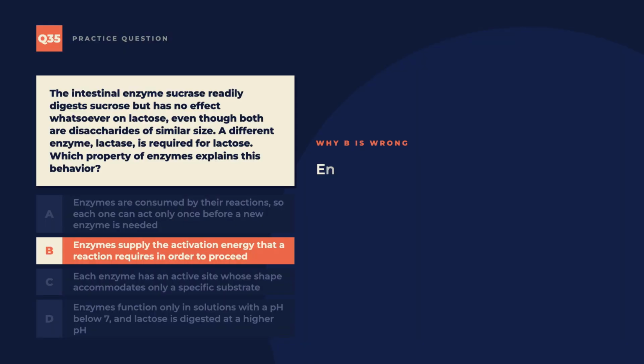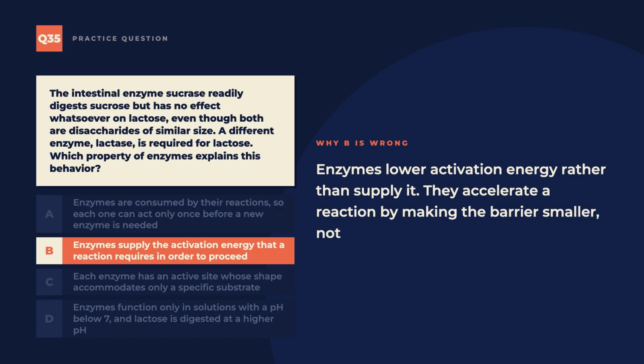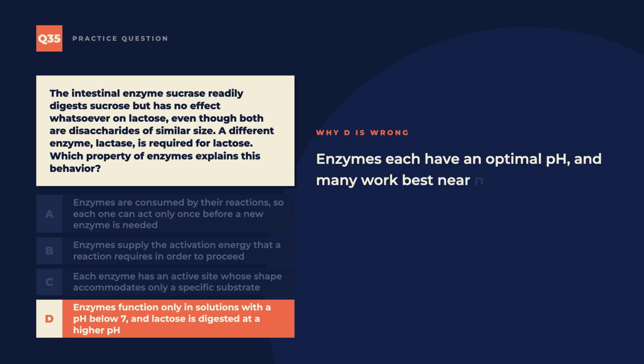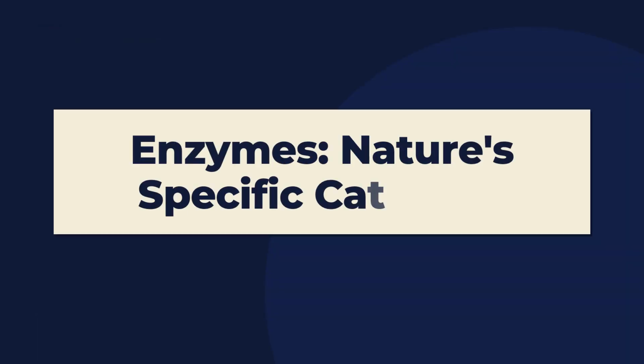B is wrong because enzymes lower activation energy rather than supply it. They accelerate a reaction by making the barrier smaller, not by pushing energy into the reactants. D is wrong because enzymes each have an optimal pH, and many work best near neutral or even alkaline conditions, such as pancreatic enzymes in the small intestine. Optimal pH does not determine which substrate an enzyme recognizes.